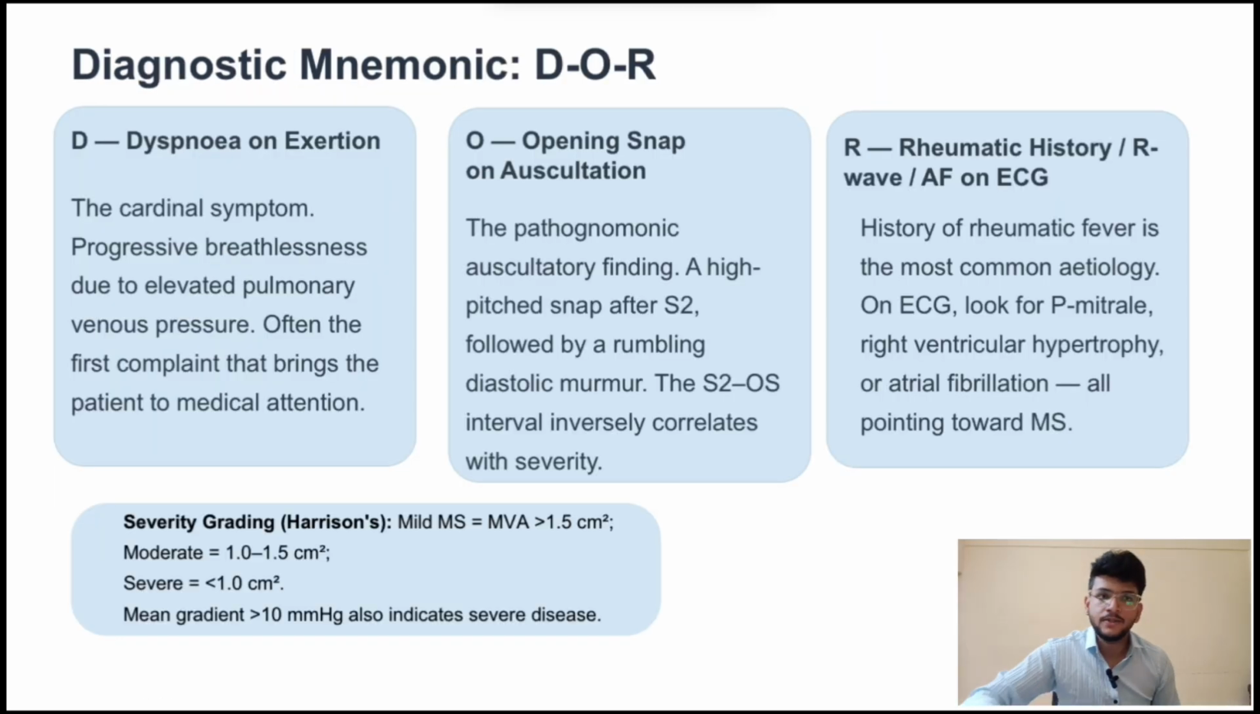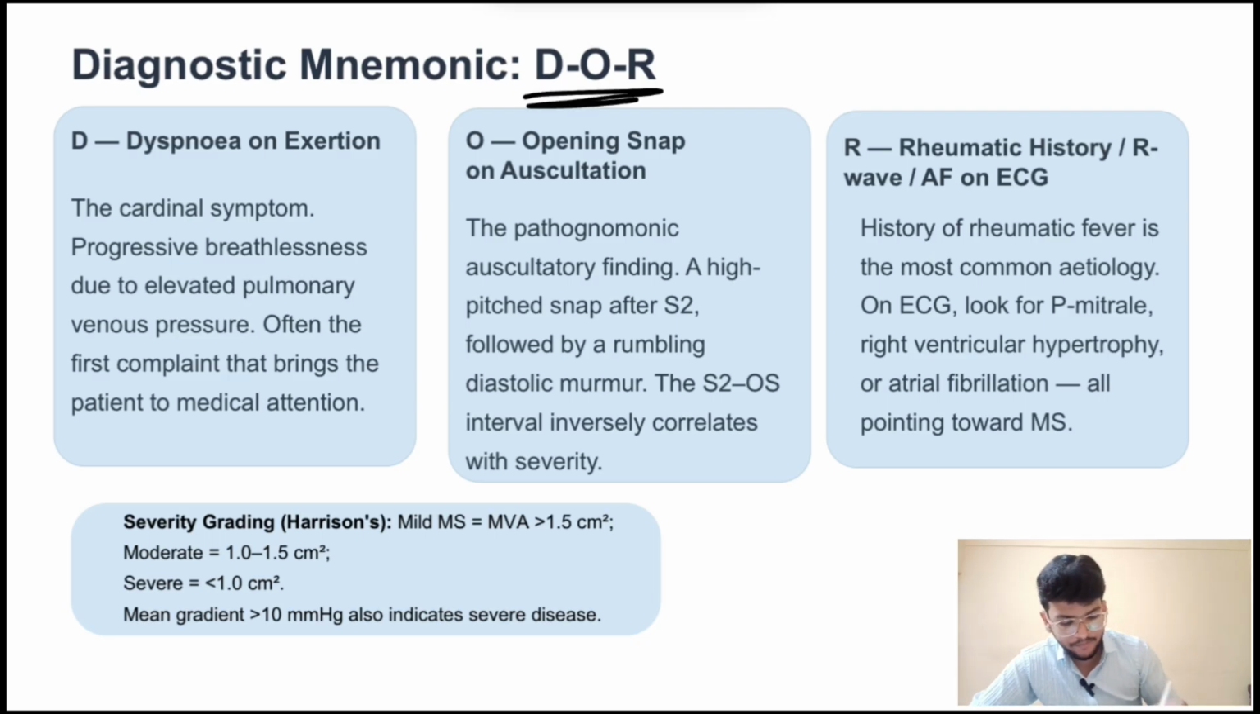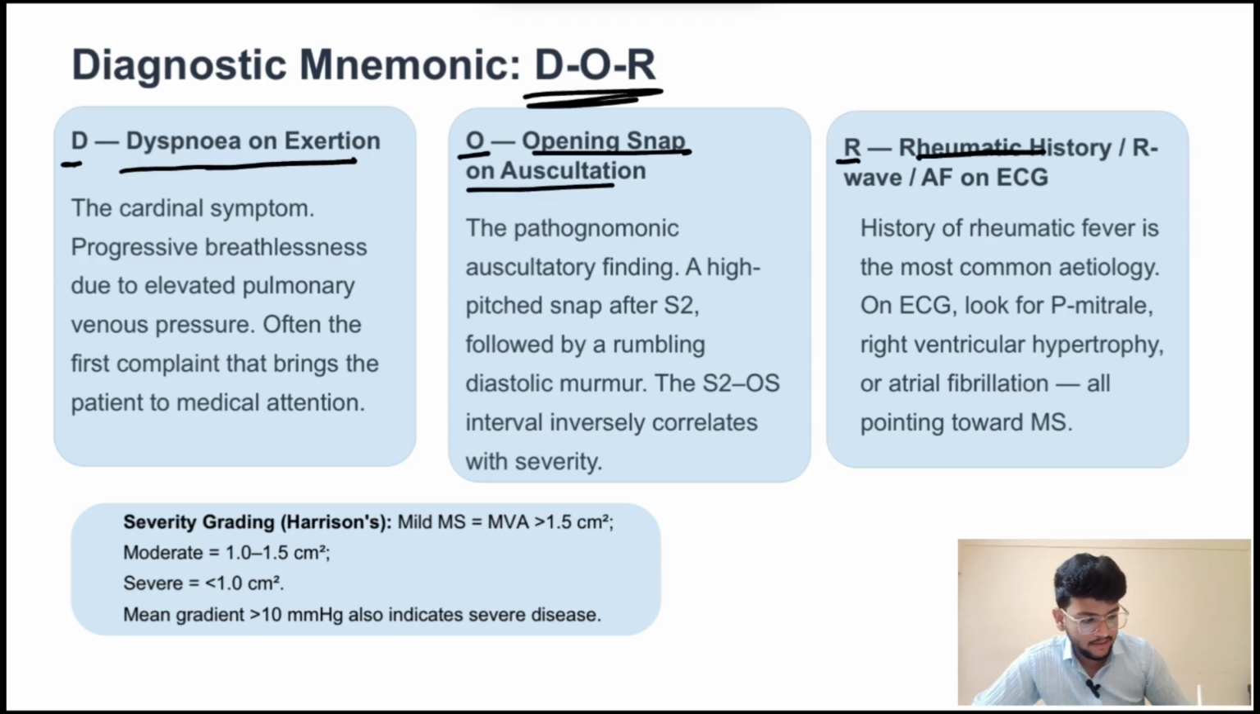Then we have the diagnostic mnemonic, that is DOR. D stands for dyspnea on exertion. Then we have O, that is the opening snap on auscultation, and R for rheumatic history. Then the P wave and atrial fibrillation on ECG.